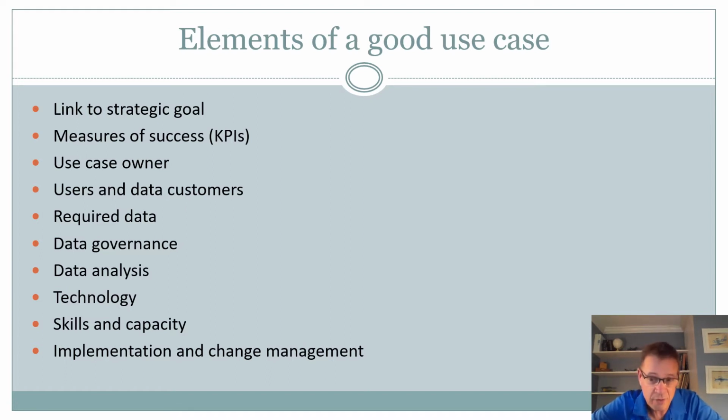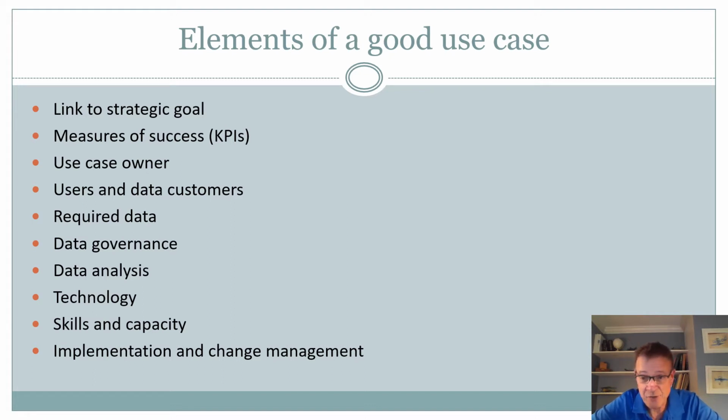Who is the owner of the use case? A use case has to have an owner. Who are the users and the data customers for that use case? Who is going to be using the information that you are ultimately putting together? What is the data that is required? What are the data governance processes for that data? How is it going to be managed? How are you going to know who accesses it? How are you going to be able to deal with things such as compliance and privacy and data access rights and data life cycles and all of that, if you need to do that?